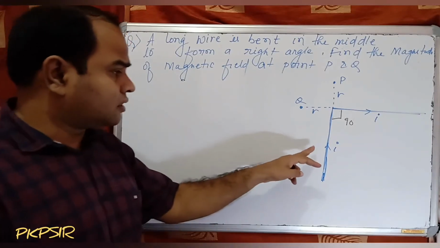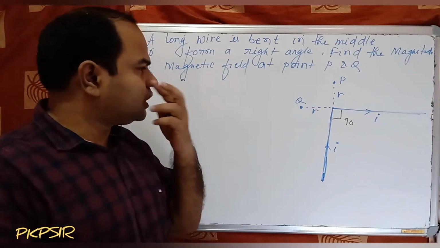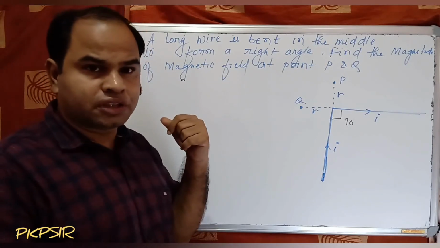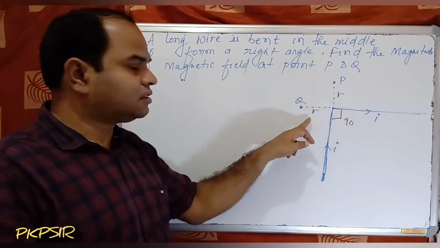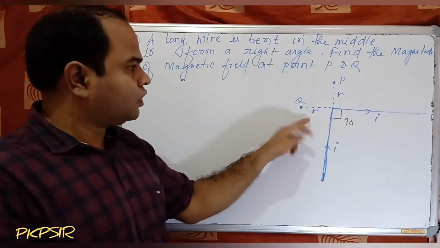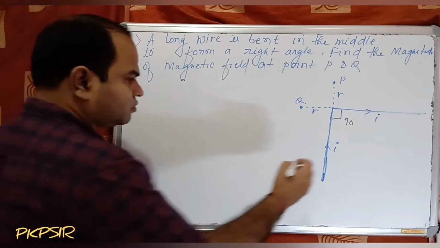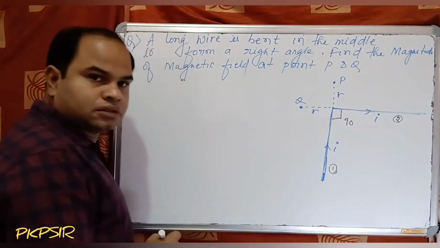And this conductor carries current I. We are going to find the magnitude and direction of magnetic field at point P and Q. Both are at r distance from the conductors. Okay. So let us assume this is the first conductor and this is the second conductor.